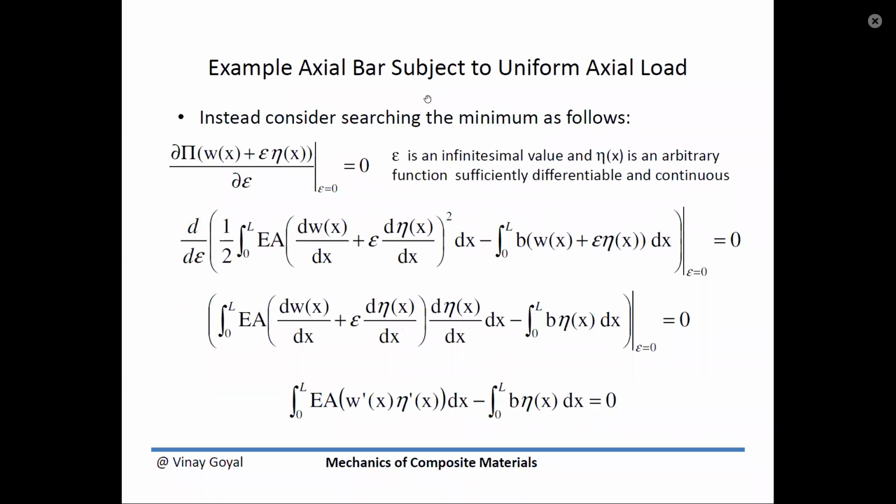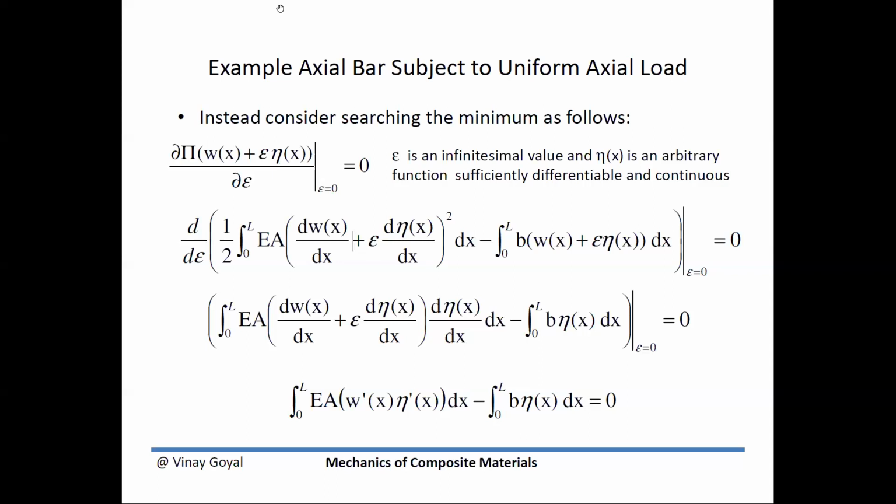So let's consider searching for the minimum in the following way. I know this looks very messy, but just follow me along and we'll show you how to get it done. I'm trying to figure out what function w minimizes pi. One possibility is to say w, for example, is the one I was looking for, and add a plus infinitesimally small epsilon times eta of x. Epsilon is a very small, infinitesimal, arbitrary scalar quantity, and eta is an arbitrary function that is continuously differentiable.